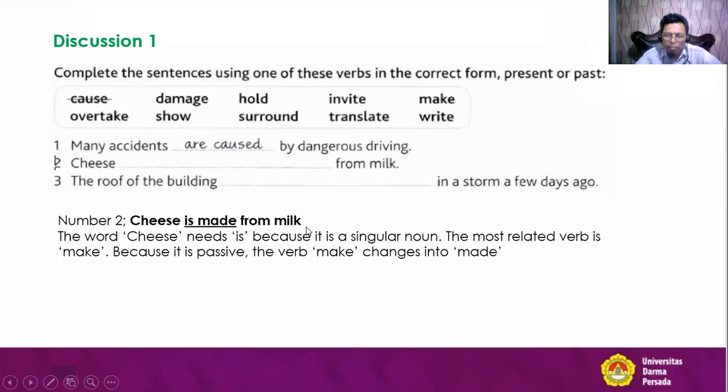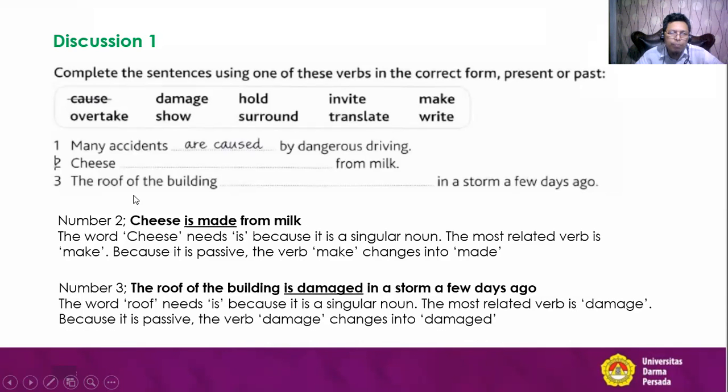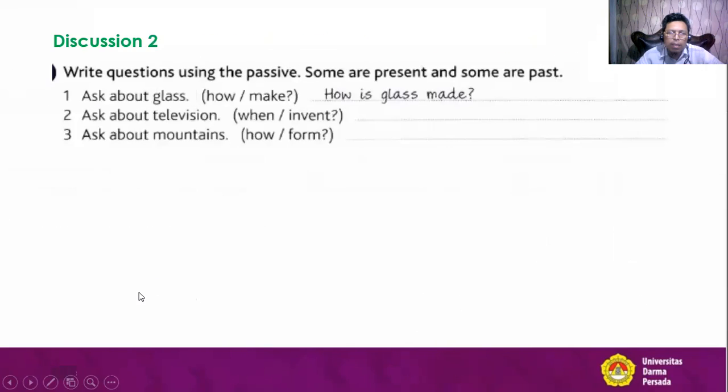Hope you understand this. Now we go on to number 3. The answer is the roof of the building is damaged in a storm a few days ago. Sorry, it's supposed to be was. I'm sorry. This is supposed to be was. The roof of the building was damaged in a storm a few days ago. So please make your own correction on this one.